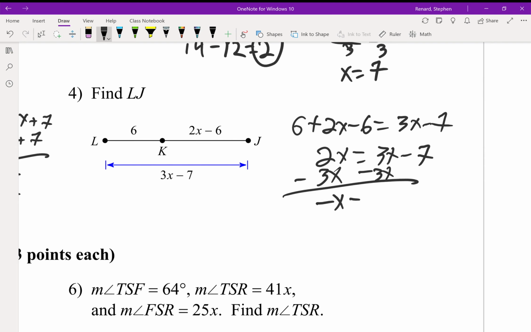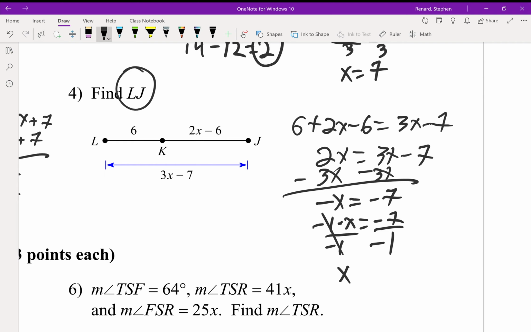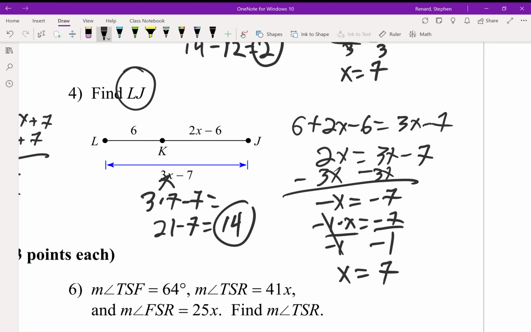So we get negative x equals negative 7. Okay, so what this is, that negative is really like a negative 1 times x equals negative 7. So I'm going to go ahead and divide by negative 1 because we don't want to know what negative x is, because we're looking for LJ. So we're plugging it in for x. We're not plugging it in for negative x. So we got to find x. X equals 7. 3 times 7 minus 7 equals 21 minus 7 equals 14 is our answer.